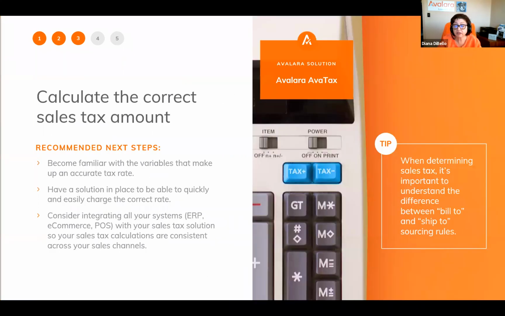And again, calculating the correct sales tax amount. So it's important for recommended next steps to become familiar with the variables that make up an accurate tax rate. So we talked about that quite a bit, and have a solution that can quickly and easily charge that correct tax rate. And then consider integrating all your systems. So it's important to make sure you get the ERP, the e-commerce, the point of sale, all of that information to calculate that same tax so you have the tax consistent across your sales channels. So the solution that we recommend for that is Avalara AvaTax, which has all of that data and all those rules built into it.